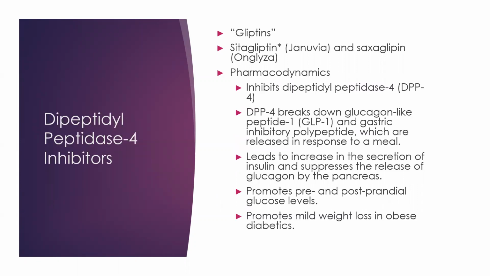Okay, now we have our gliptins. These are our DPP4 inhibitors. The one that we have here is Januvia. Who has Januvia?